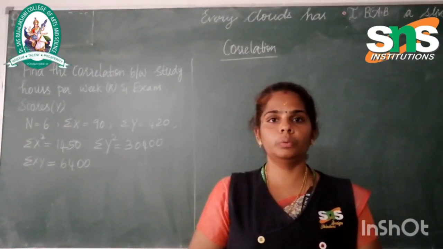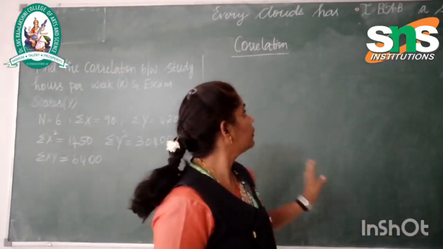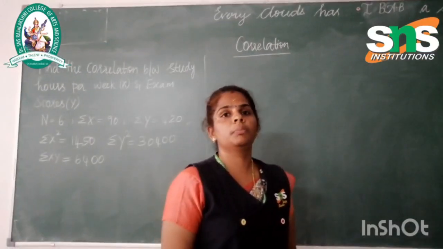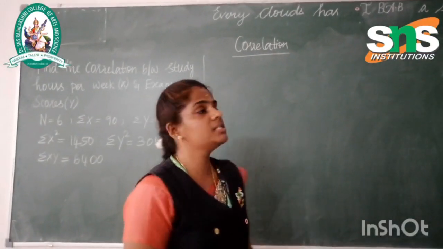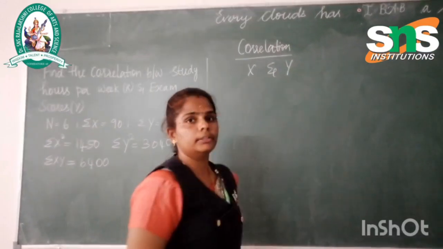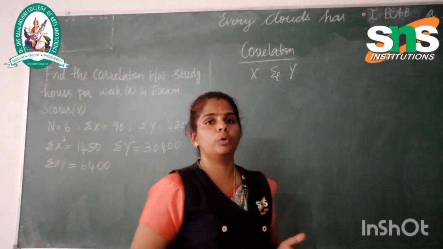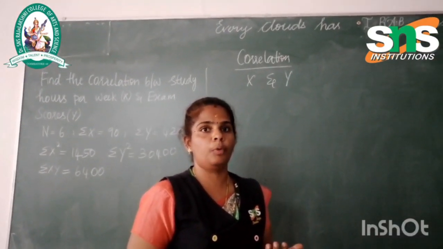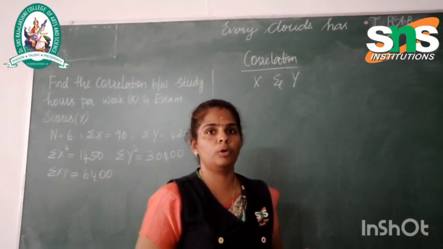Today we are going to take a lecture video on correlation. Correlation is nothing but the relationship between two variables, x and y. There are three types of correlation. The first is positive correlation. If our answer is positive, then the correlation is said to be a positive correlation.